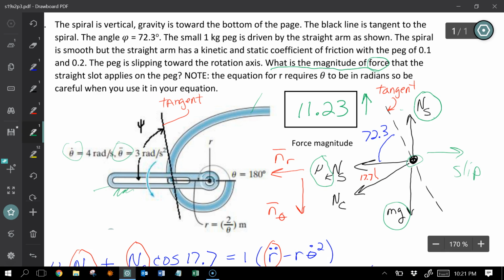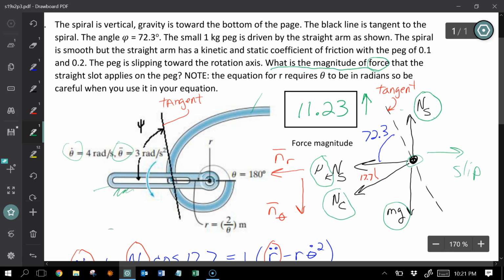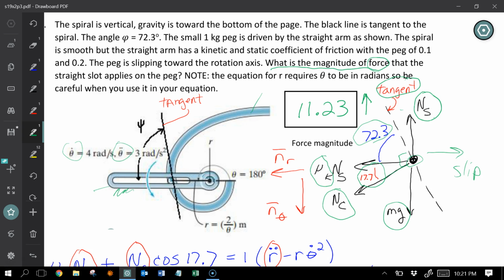Okay, other forces are the contact coming from the spiral, from the curved slot, and that's the NC right here. So this force is perpendicular to that tangent line right here. So I just drew it in dotted line just to get your bearings. So if it's 72.3 degrees there, then this guy right here is 90 minus 72.3, 17.7. So that's a free body diagram.